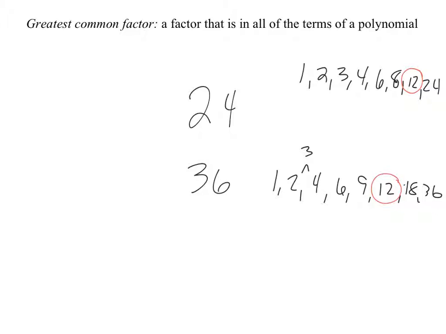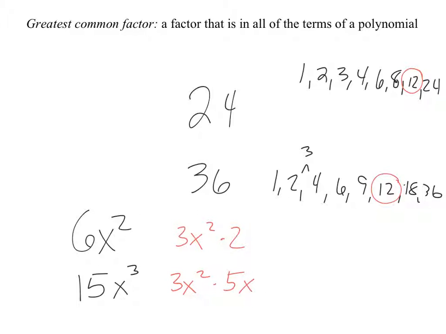Now, with variable expressions, the same thing has to occur. You have to list the factors of any of the variable expressions or variable terms and see which of them is in common. So how about 6x squared and 15x cubed? What's the greatest common factor of those two terms? 6x squared and 15x cubed. So again, I'm asking what goes into each, right, Morgan? 3x squared. 3x squared, yeah. Because the top one could be broken into 3x squared times 2. And the bottom one is 3x squared times 5x.